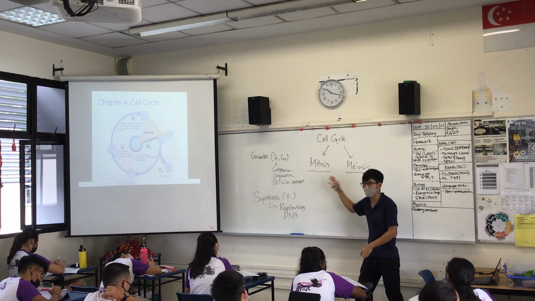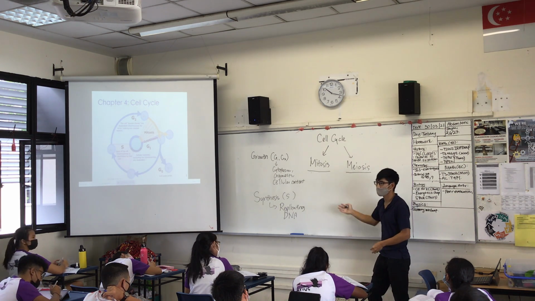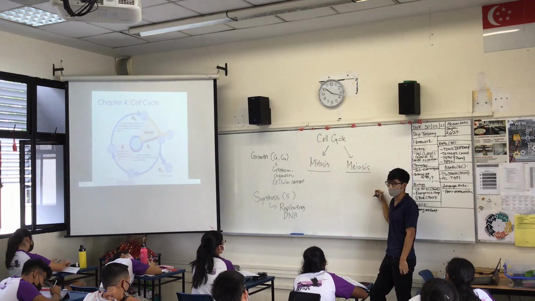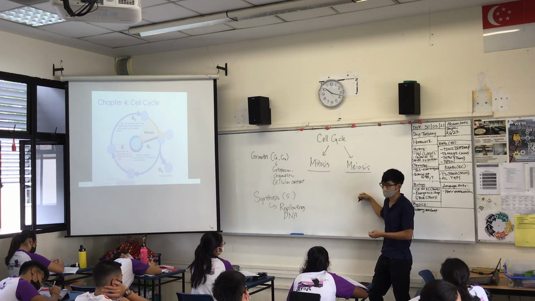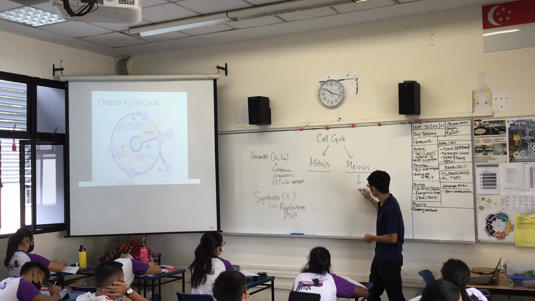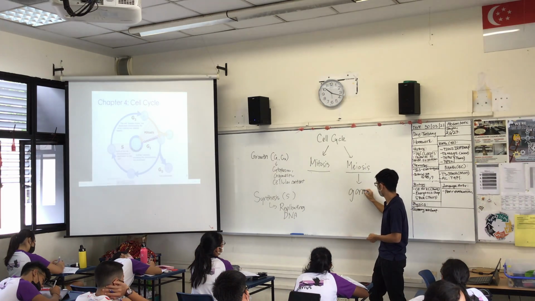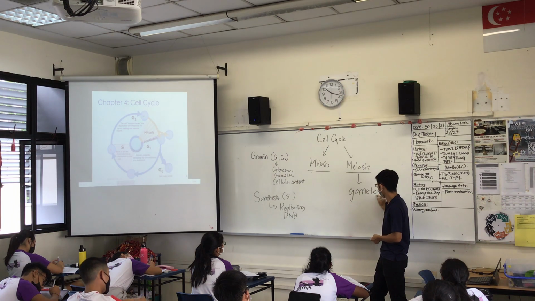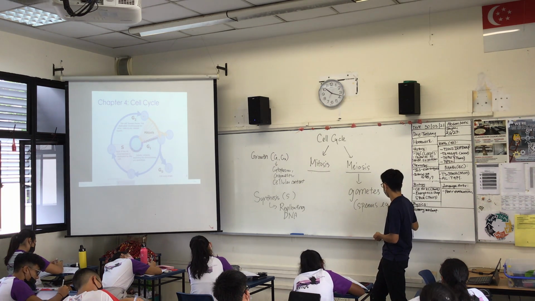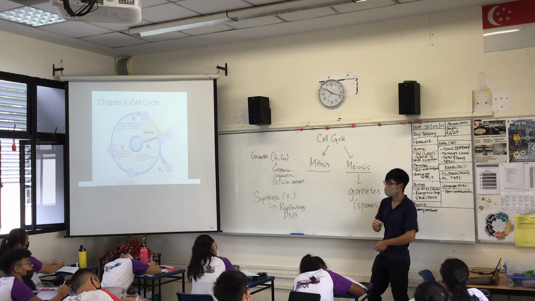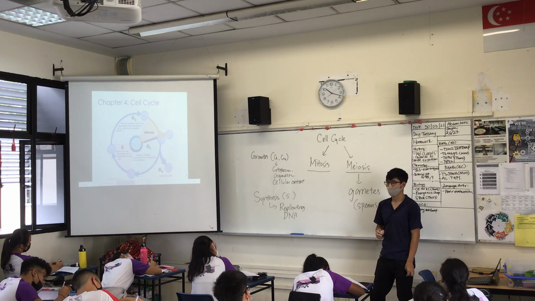So, there's a slight difference. Cells go through different forms of cell division for different reasons. If we look at the video that we just watched, you notice that there are sperms and eggs. Meiosis is a process that allows you to form gametes, for example, sperms and eggs. That's what meiosis is for.